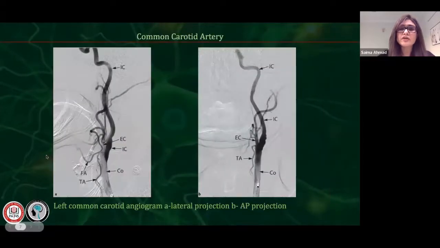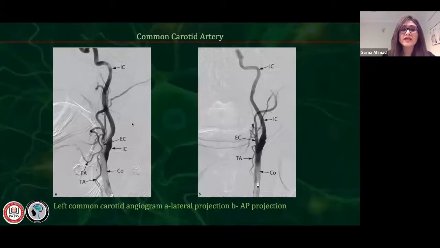So we start with the common carotid artery. First is the cervical segment of the common carotid artery. So this is the lateral and the AP projection of the common carotid artery. And I told you earlier that we have to be specific about the projections which we are going to see. For the common carotid artery, we want to see the bifurcation. For the bifurcation, the best view is the right anterior oblique and the left anterior oblique. If on the left side, then the left anterior oblique. If on the right side, then the right anterior oblique.